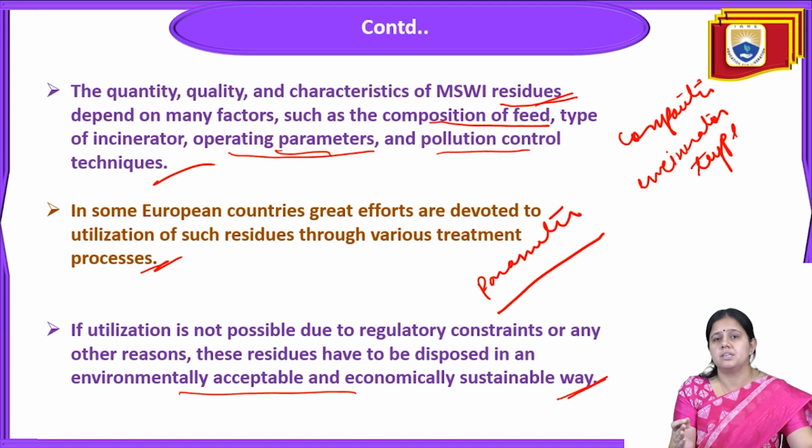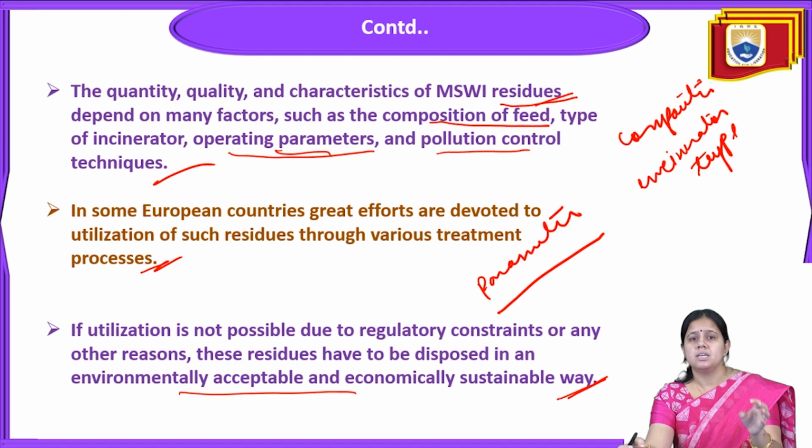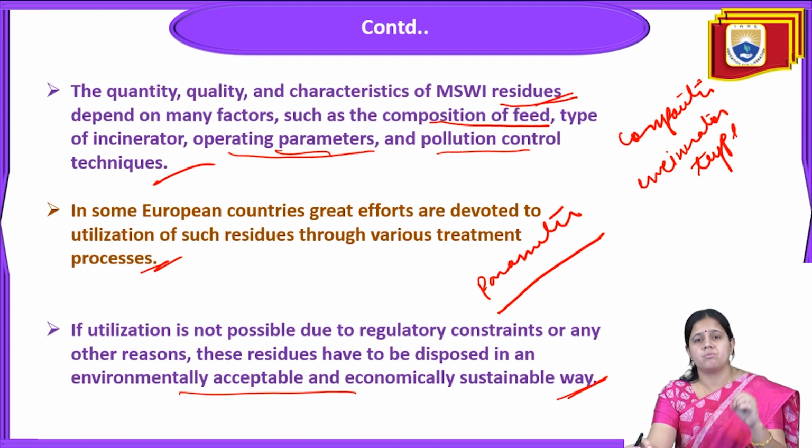The residue that has been generated in an incinerator plant depends on many factors. One factor is the composition of the feed, meaning which type of waste, what type of solid waste, MSW waste, is being used in that incinerator. Then the type of incinerator and the operating parameters. What are the different important factors that are going to be used in that particular incinerator process? And the pollution control techniques, which type of pollution control instruments is used in this particular incinerator plant.